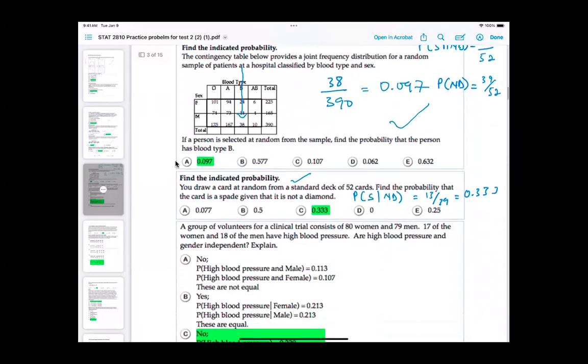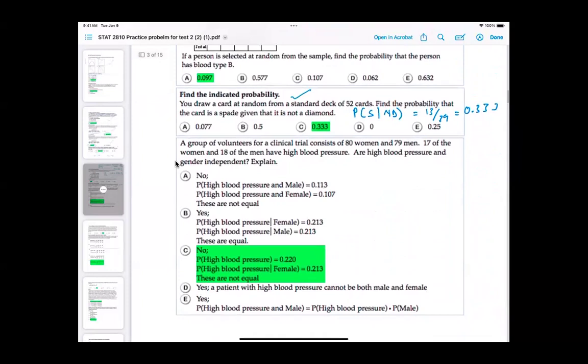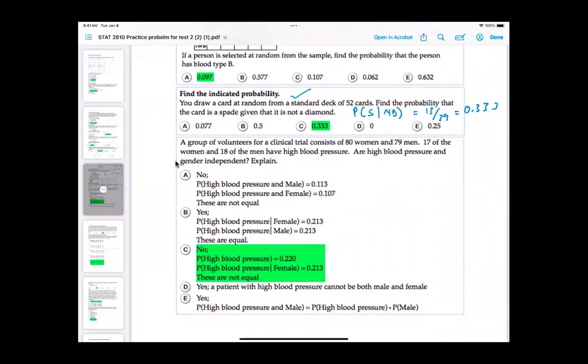Now let's get to this one here. Let's try to write this information down. We are told that a group of volunteers for a clinical trial consists of 80 women and 79 men. 17 of the women and 18 of the men have high blood pressure. Then the question is, are high blood pressure and gender independent?